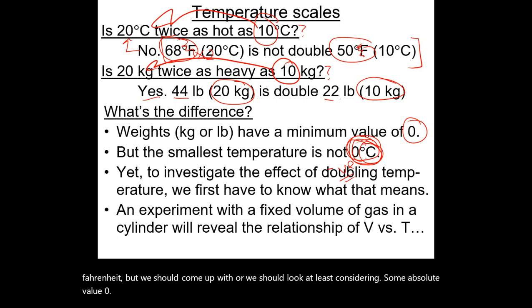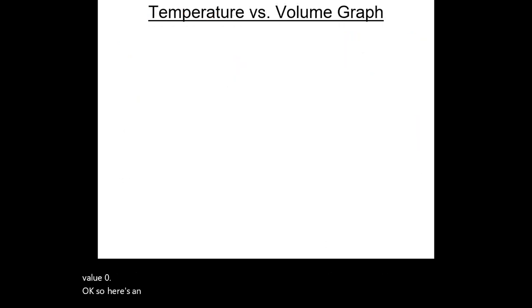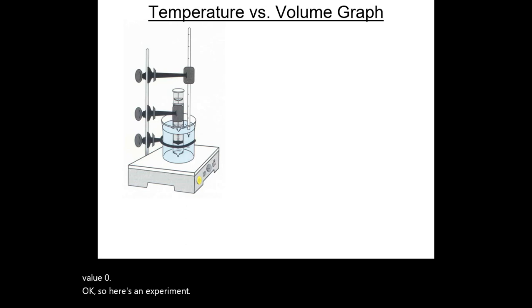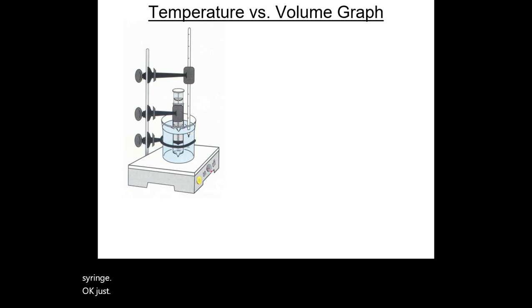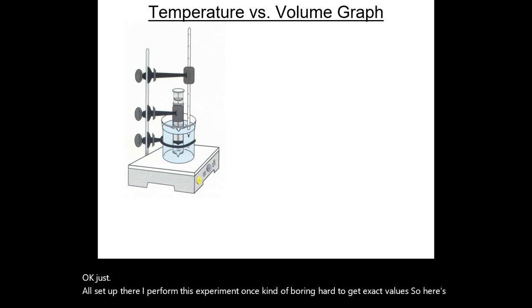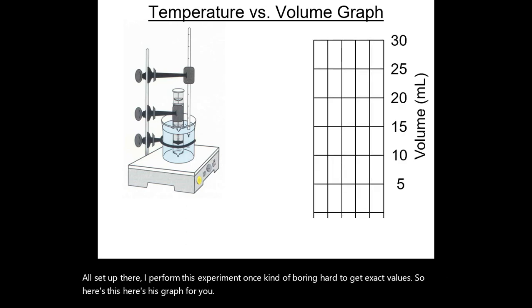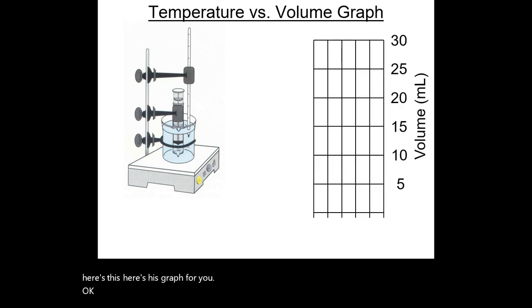Okay, so here's an experiment. So this is the setup. You have a hot plate, a thermometer attached to a retort stand, and a syringe. Okay, all set up there. I performed this experiment once, kind of boring, hard to get exact values, so here's this graph for you. Okay, so volume on our y-axis and temperature on our x-axis.